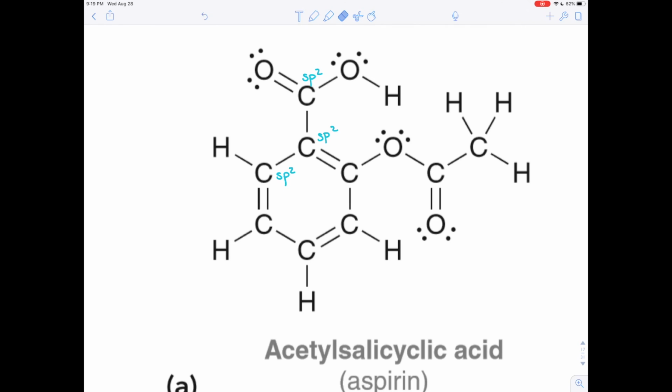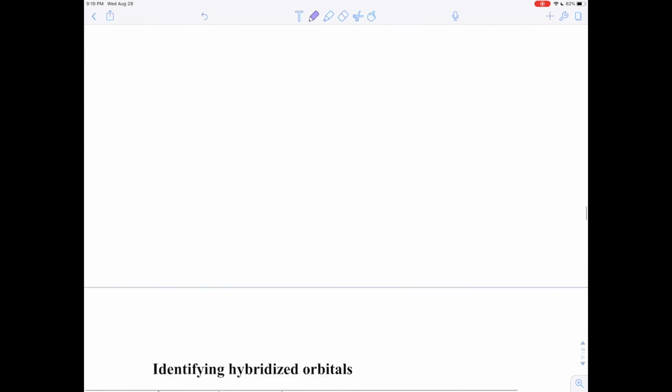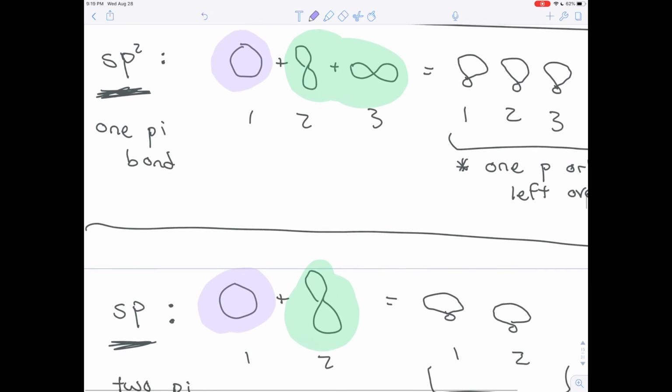If we go down to this carbon right here, we can see the first bond you form between two atoms is sigma. Every bond after that between two atoms is a pi bond. So we have one pi bond on this carbon, and so that carbon will also be sp2 hybridized.